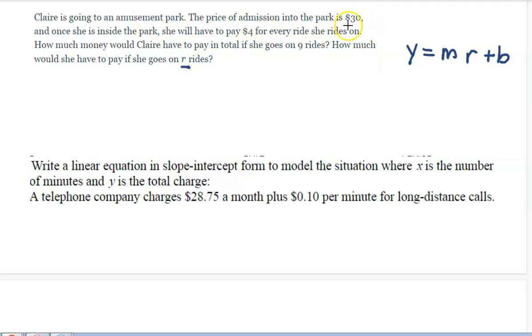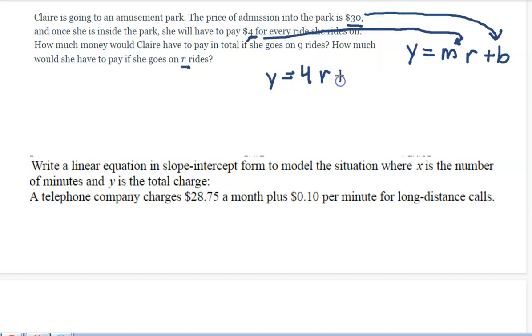Admission to the park, $30. That's a flat rate. That's going to be your initial condition, your beginning. This $4, boom, that's your slope. So y equals 4 times the number of rides plus the $30 initial fee.